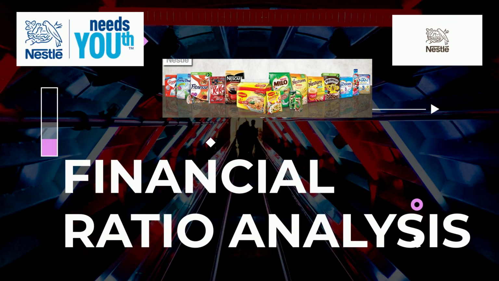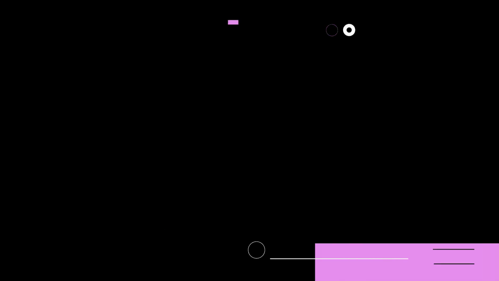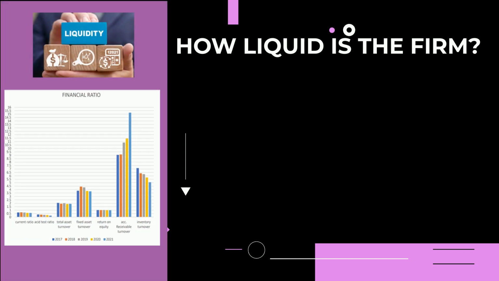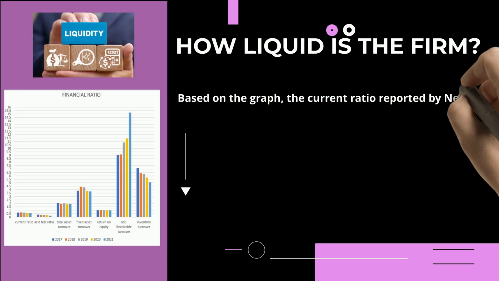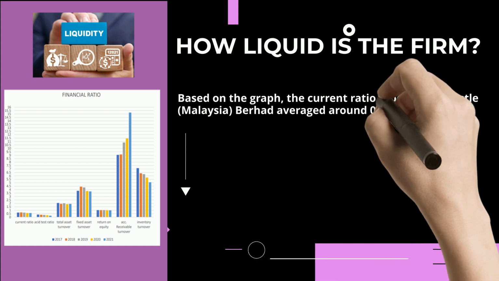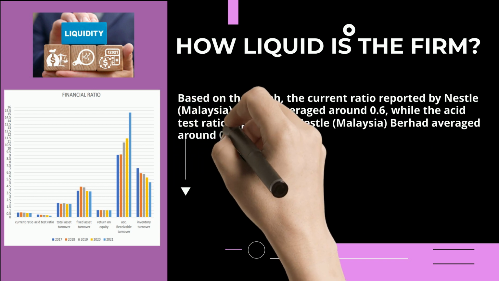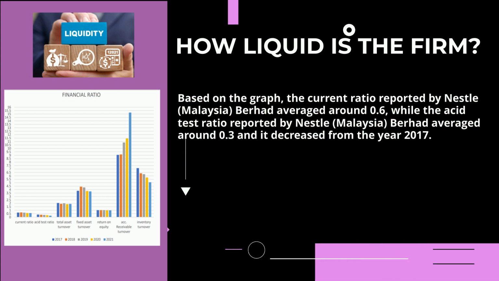Financial ratio analysis. In financial ratio analysis, I will start with the liquidity of this firm. How liquid is the firm? Based on the graph, the current ratio reported by Nestle Malaysia Berhad averaged around 0.6, while the acid test ratio reported by Nestle Malaysia Berhad averaged around 0.3, and it decreased from the year 2017.